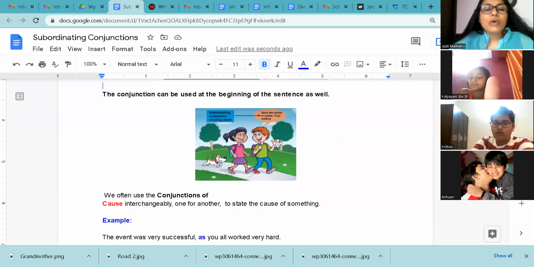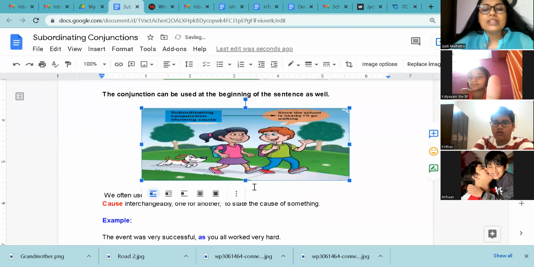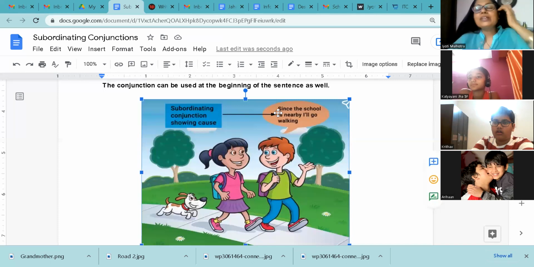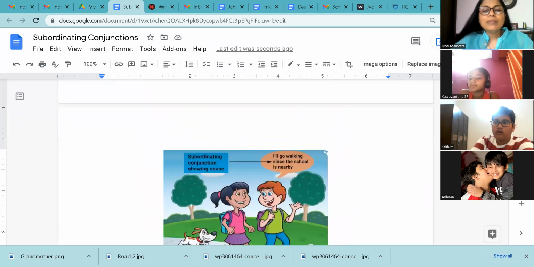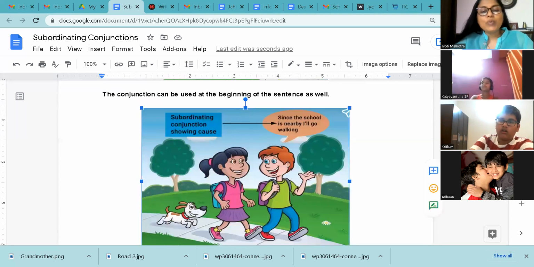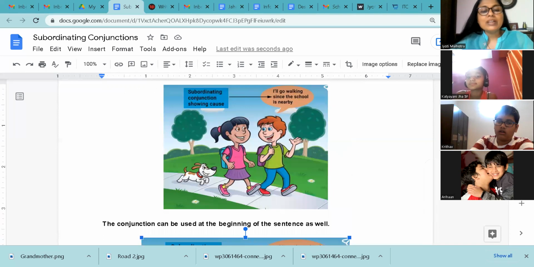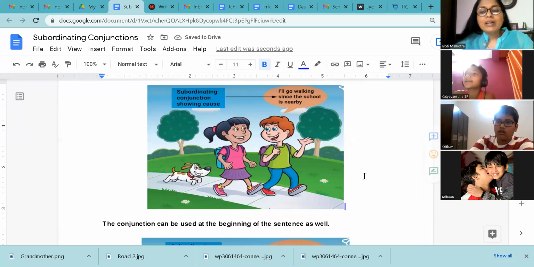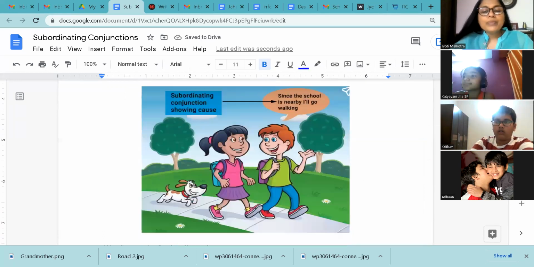All right. Now we read, I will go walking to school since the school is nearby. Now look at this. Read the same sentence, but in a different way: since the school is nearby, I will go walking. Is there some difference between this one and this one? Do you think one sentence is correct and the other one is wrong? What is the problem? They are both correct. No, ma'am, both are correct.